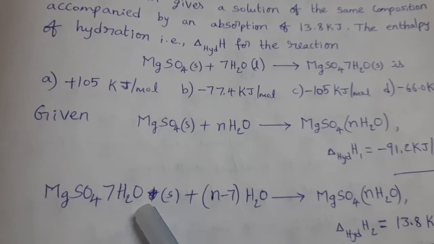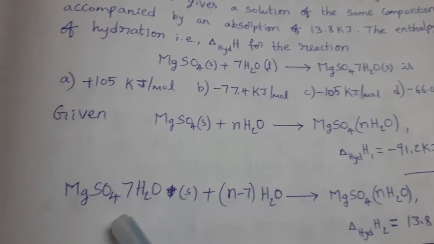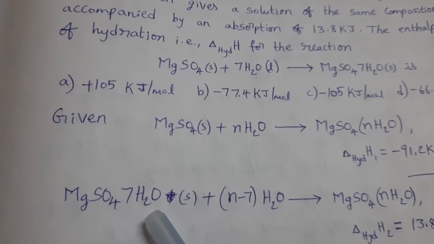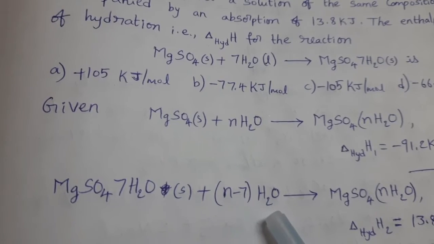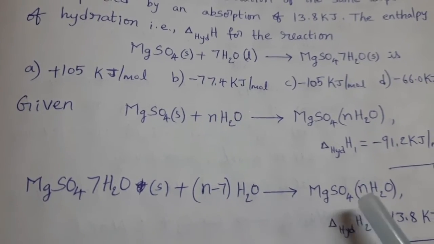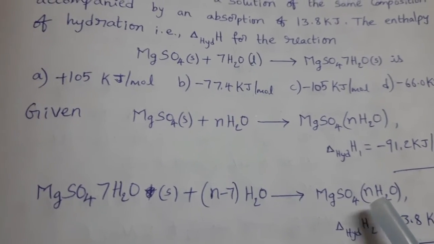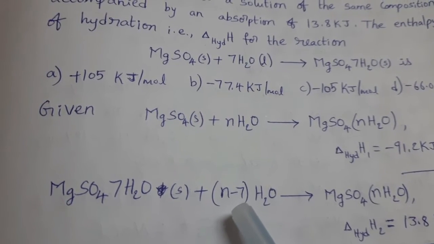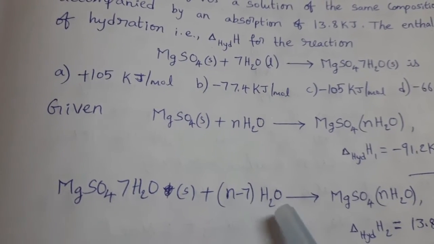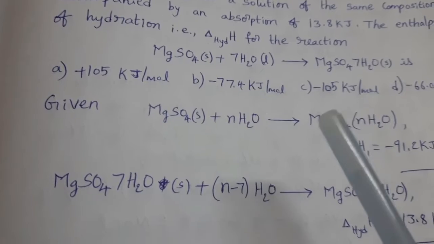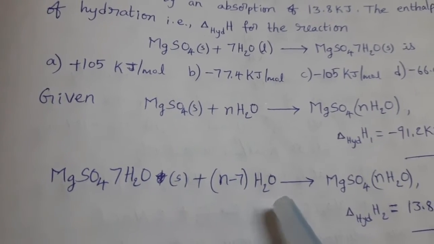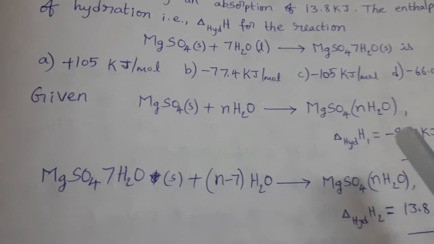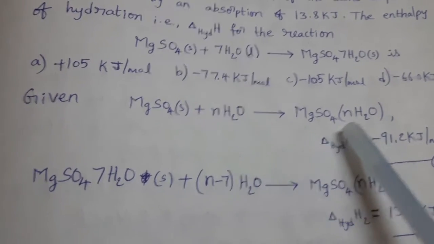Next, second case. MgSO4·7H2O plus some number of moles, n minus 7, H2O gives rise to MgSO4·nH2O. You may get a doubt, how can we write n minus 7 moles of water? Because in the question there is a condition. This compound on dissolution forms a solution having the same composition as in the first case.